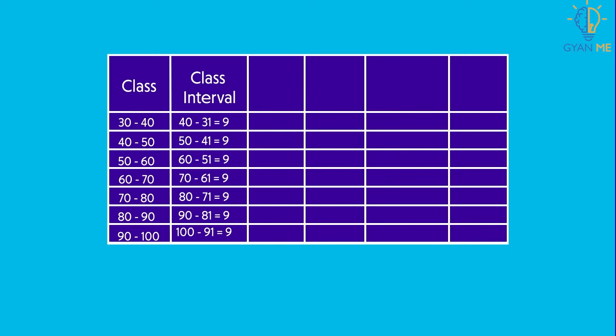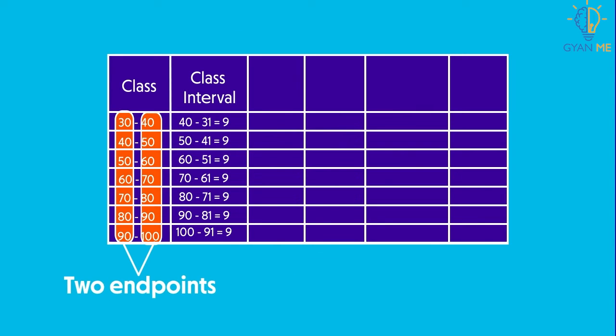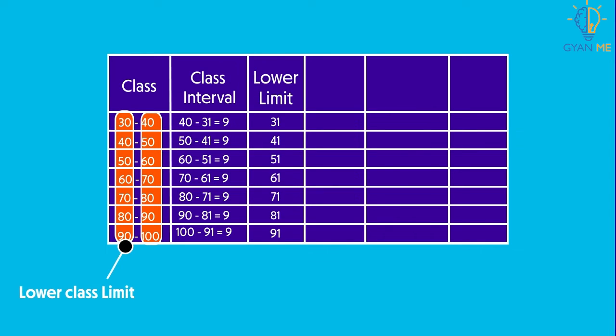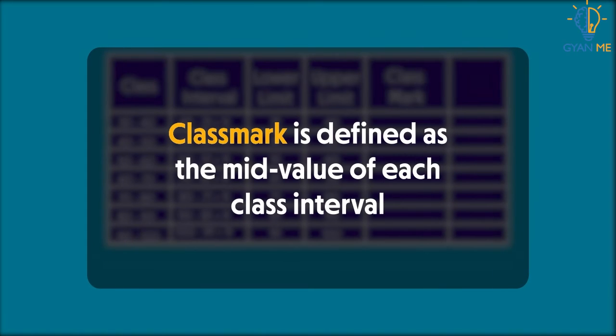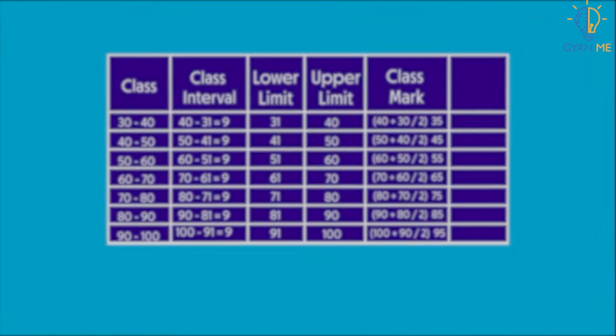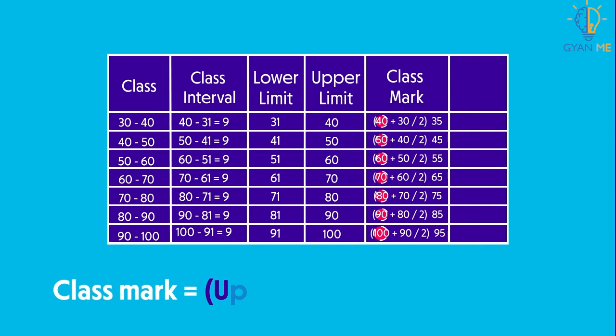Class limits are two endpoints of a class. The lower value of the class interval is called the lower class limit of that class interval, while the bigger value of the class interval is called upper class limit of that class interval. Next term is class mark or midpoint. Class mark is defined as the mid value of each class interval. Formula of class mark is equal to upper limit plus lower limit divided by 2.